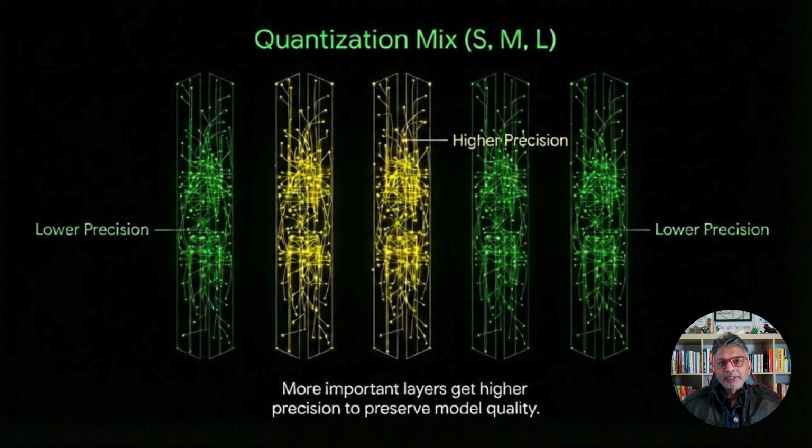What about the letters S, M, and L? They do not simply refer to the final file size. They represent different mixes of quantization. An M or L configuration keeps higher precision in the most important layers of the neural network. This helps preserve model intelligence while still compressing less critical layers. It is a smart balance between quality and efficiency.